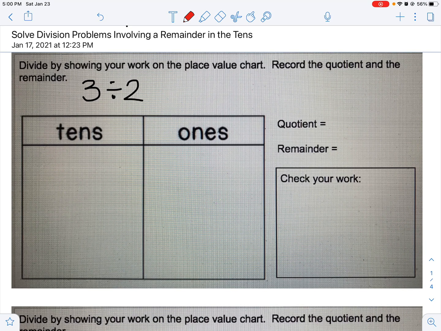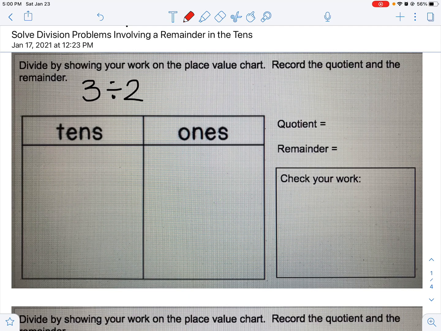And that's because you ended up having a remainder in the tens place and you weren't quite sure what to do about that. So today's lesson is exactly what to do about that when you have a remainder in the tens place. So let's take a look. Let's do a quick review about just using the place value chart for division in the first place.